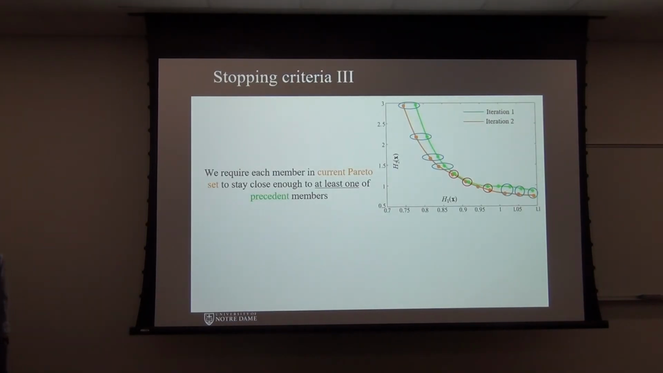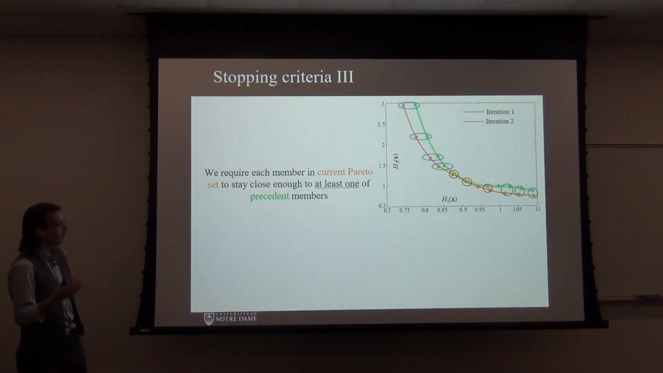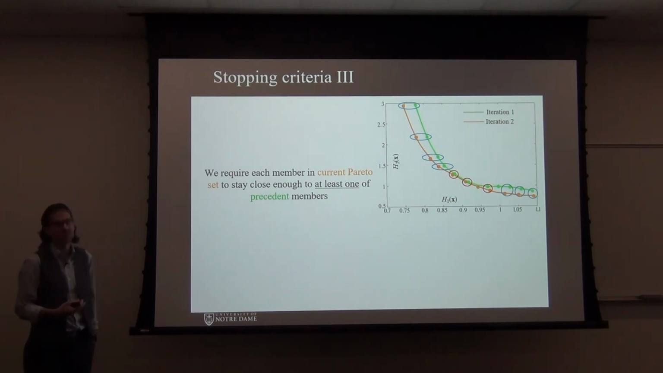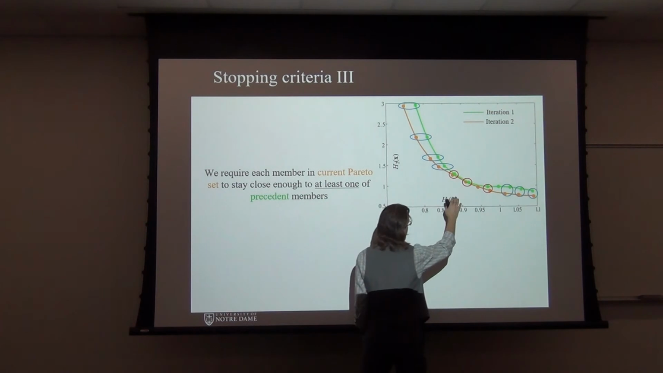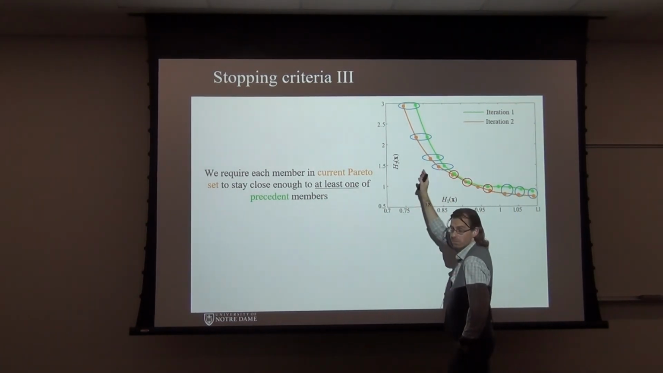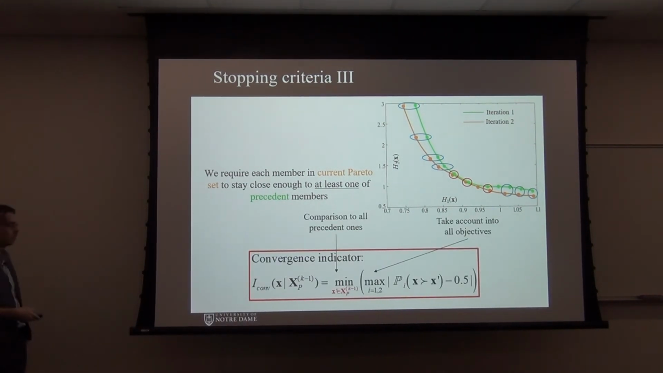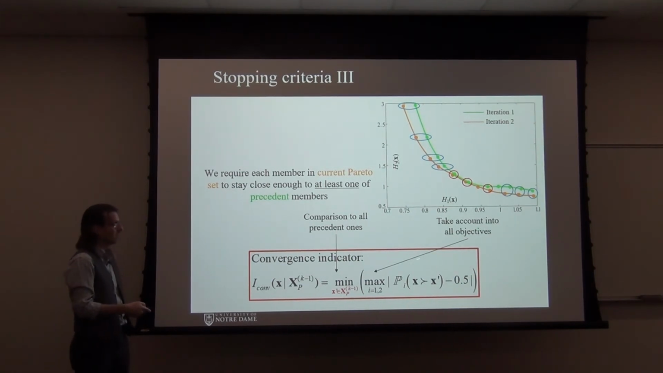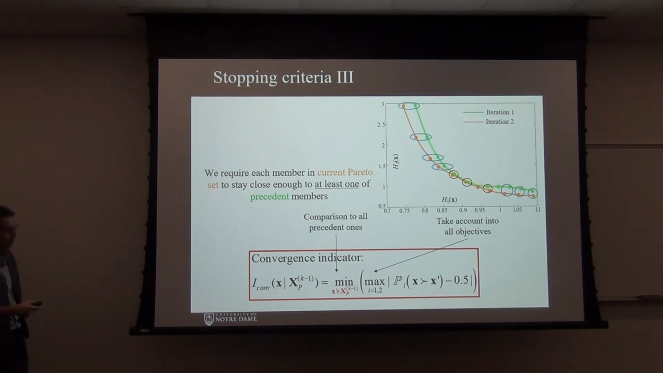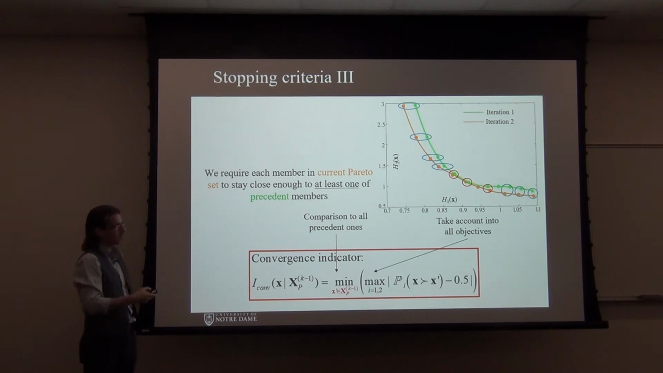We're going to use this as a measure of closeness. In order to have convergence, you need the current Pareto set to have stayed close enough to at least one of the preceding members. It doesn't require that this Pareto point is close to all the members of the previous set, but it needs to be close to at least one of the preceding ones. So this gives birth to this convergence indicator, which, to consider both objectives, calculates the maximum discrepancy in either direction of the objective space, and then you figure out, when I compare, what is the closest member of the previous Pareto set.